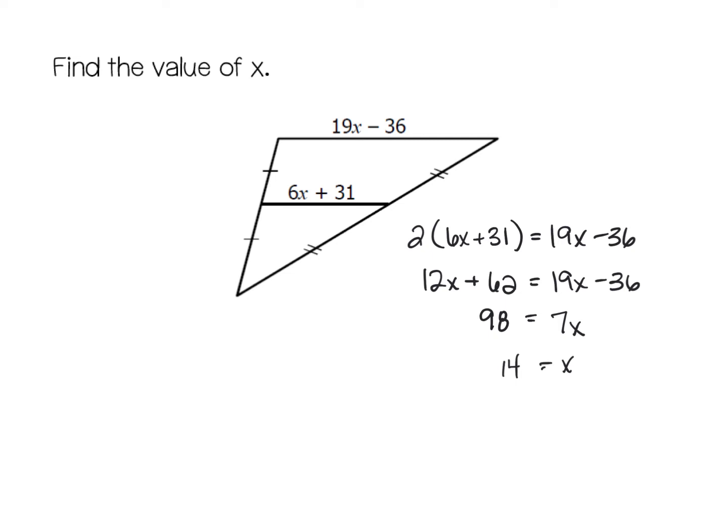All right, so that's one way to do it. The other way we could do it is I really only need half of that third side. So I could have done 6x plus 31 equals half of that third side. But honestly, I didn't want to do the fractions. So that's why I doubled the midsegment. But either way, you're going to get your answer of x equals 14.